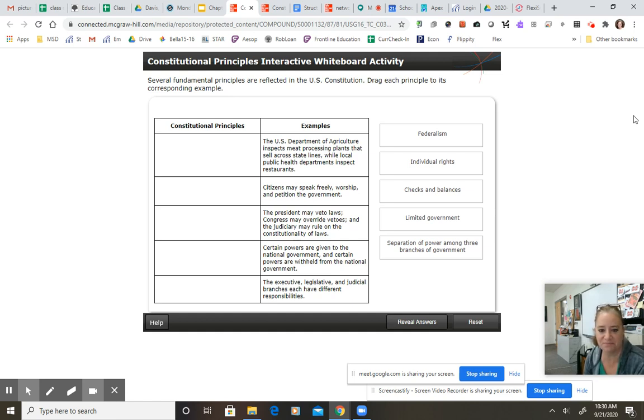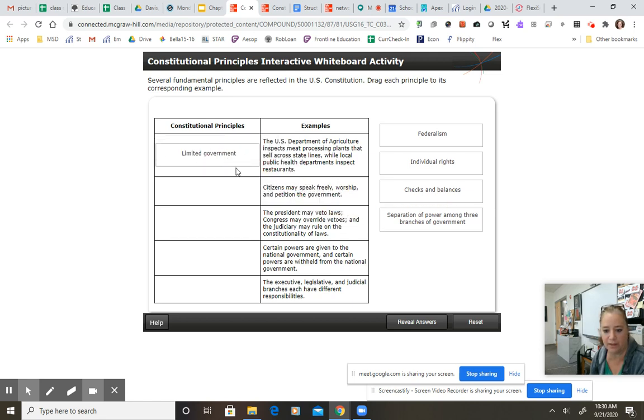Anybody? Anybody still there? Limited government. Okay. Limited government. Anybody think anything else? Federalism. Federalism? Okay, it's probably one of those things. So I'll put, this was first, so I'll put that one in there.